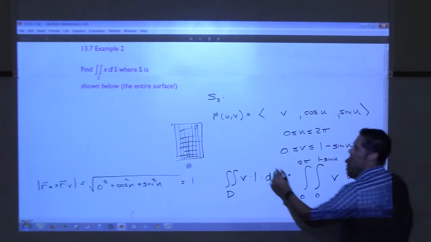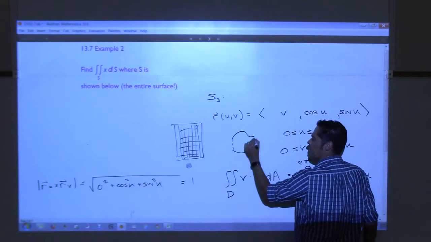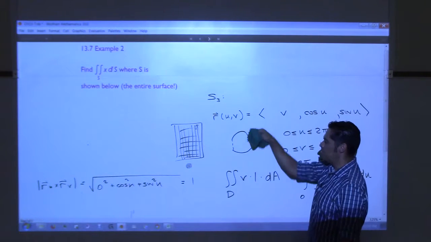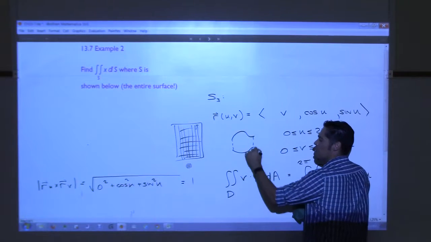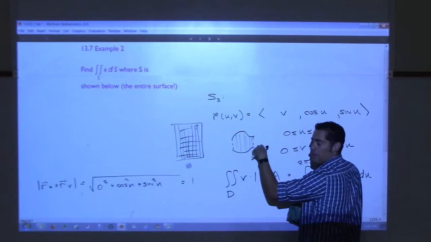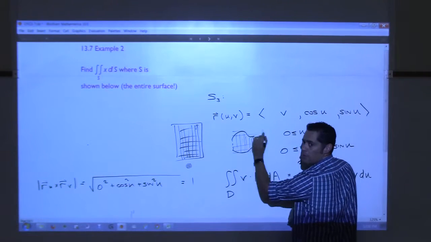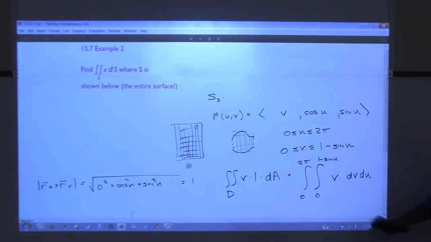But you can't do it the other way. If you have a region where one of the variables is stuck between two constants, the other one's between two functions, you can only go this way, keeping yourself between these two functions. If you try and go this way, you're going to punch out of the curve. Does that help a little bit? Okay.